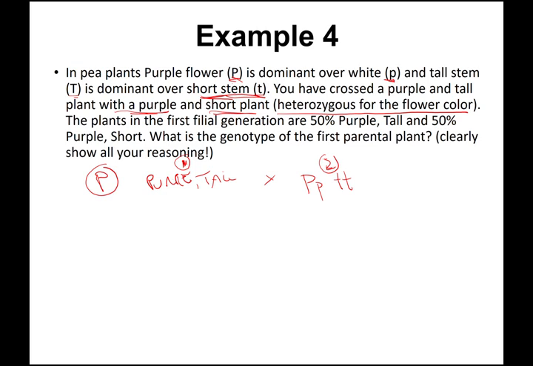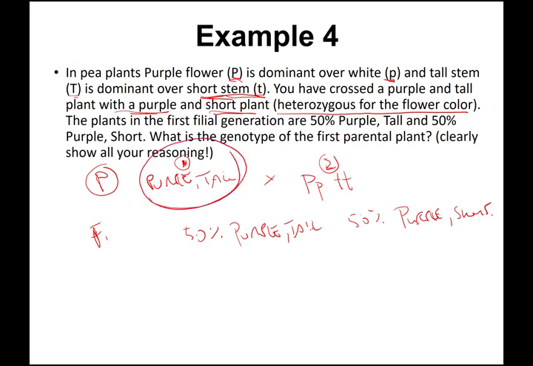Great. Now the question tells you what is the ratio of phenotype in the first filial generation, which is 50% purple and tall, and the other 50%, so half, is purple and short. Now the question is, what is the genotype of this plant? How do you answer this?